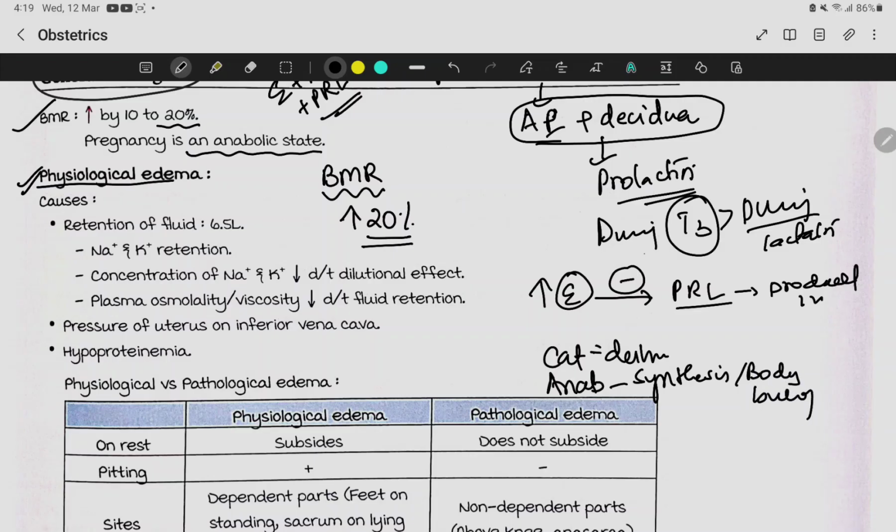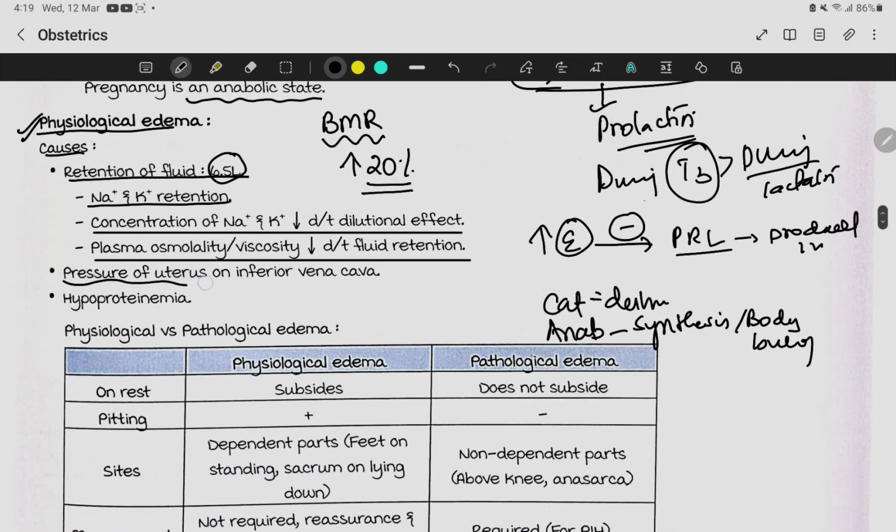Coming to physiological edema, it causes a retention of fluid, almost 6.5 liters. This is because of sodium and potassium retention, as well as the concentration of sodium and potassium being decreased due to a dilutional effect, and the plasma osmolarity also decreases due to fluid retention. Other causes are the pressure of the uterus on the inferior vena cava and hypoproteinemia.